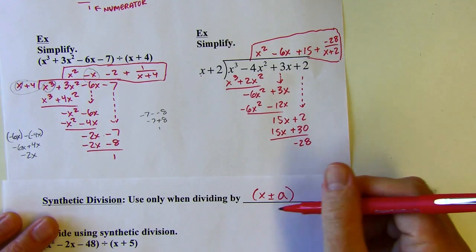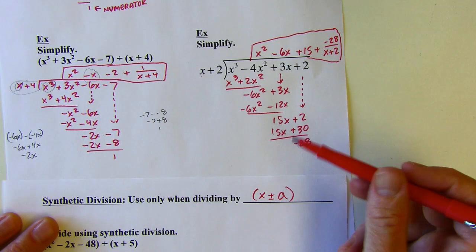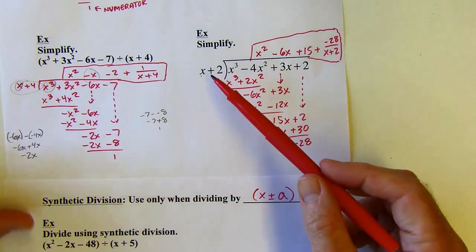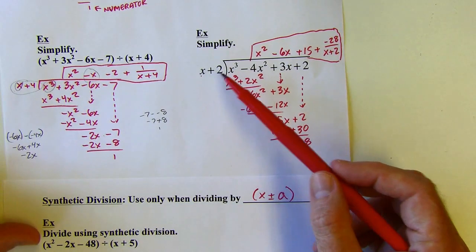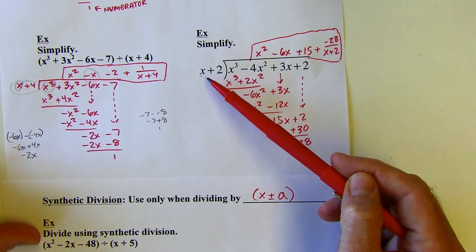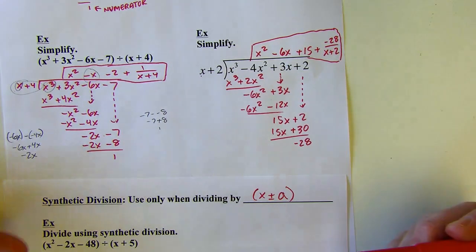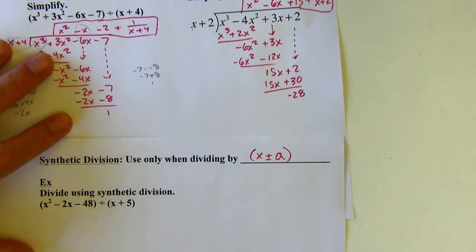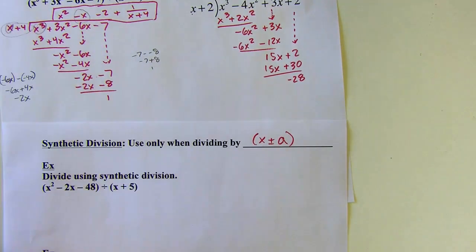It's got to be x plus or minus something, okay? So if I look at these examples, I was dividing by x plus 2. I could use synthetic division here or here. But if I was dividing by 2x plus 2 or 3x plus 2 or something like that, I could not use synthetic division, okay? All right, so let's try this one out.